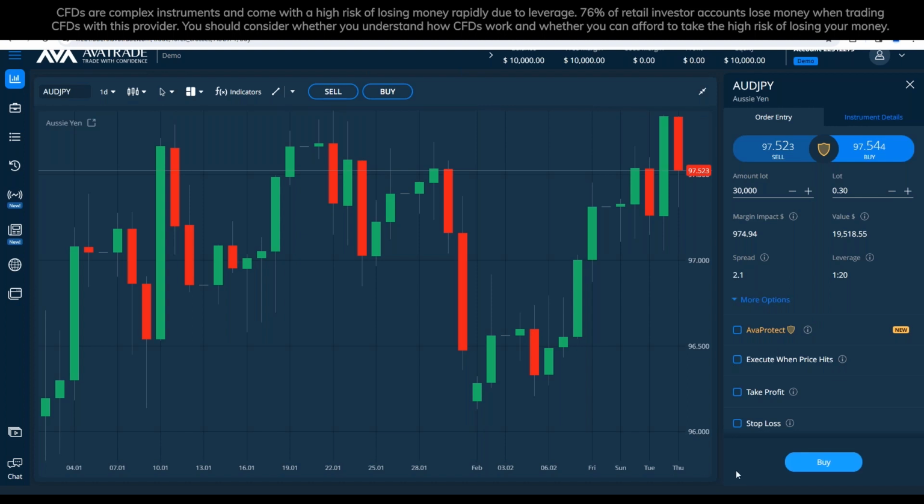Right now, if I'm not going to use any of them and I click buy, what will happen is I'm going to execute a buy position with Australian dollar versus Japanese yen. I'm going to launch a buy, and my intention is that this currency will go higher, right? The value will increase. If it goes down, I'm going to have a loss.